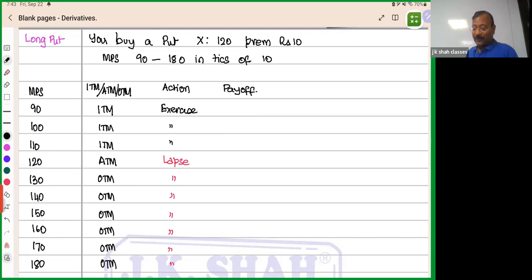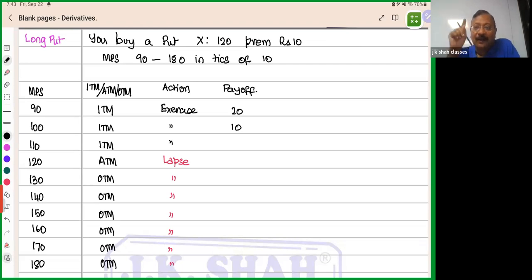So what will be the payoff at 90? You're going to exercise the right to sell, right? But where will you get the stock from? The market. You will buy it from the market at 90 and sell it at 120, making a profit of 30, but you paid a premium of 10. That means 20. At 100, 10. Wouldn't ATM be at 110?